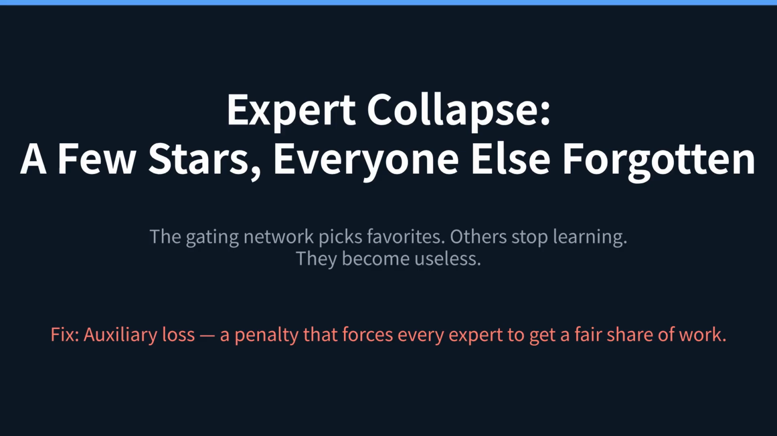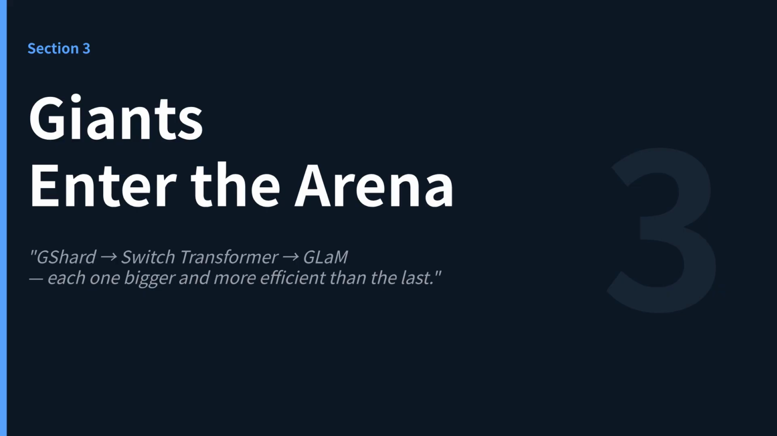This problem is called expert collapse, and it's one of the central technical challenges of building MoE systems. The solution Shazeer's team introduced was an auxiliary loss, a penalty term added to the training objective that forces the model to spread tokens more evenly across all experts. It's like a rule that says every expert on the team must get a fair share of work, or the whole team gets penalized.